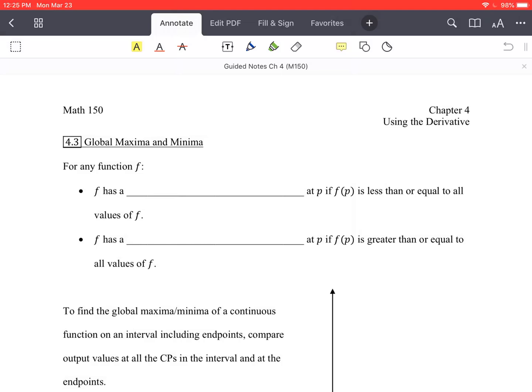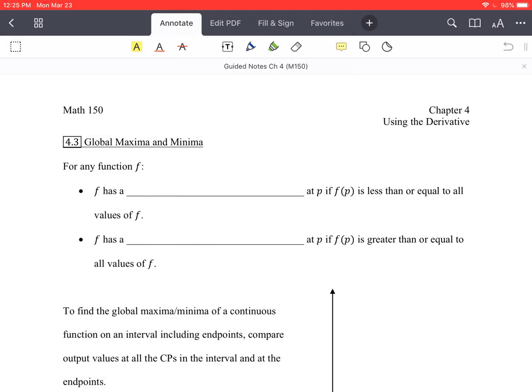Hi everybody, so we are in section 4.3, continuing to talk about the uses of the derivative. Last time we talked about how to determine local maxes and min values. Today we're going to be looking at global maxima and minima.